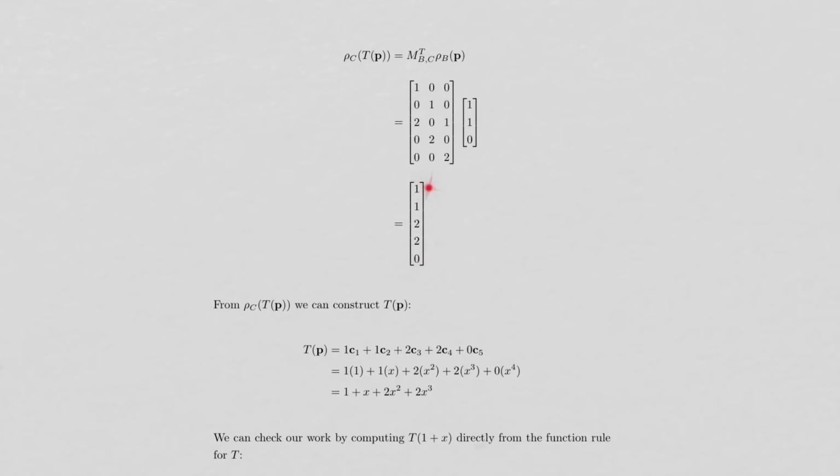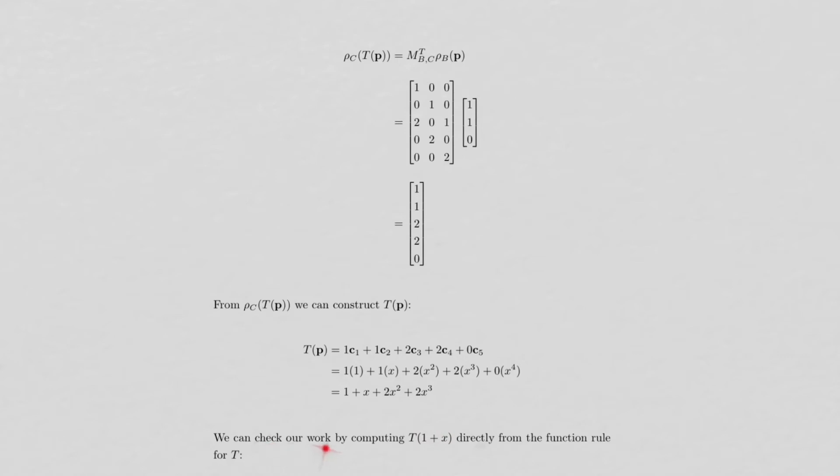So we're going to use the entries of this coordinate vector as the coefficients of the basis vectors for C. So it's going to be 1c1 plus 1c2 plus 2c3, etc. And then we'll replace the c's with the actual vectors in P4, 1, x, etc. And then just simplify, and we get 1 plus x plus 2x squared plus 2x cubed. And there is T of P, which in this case is 1 plus x.